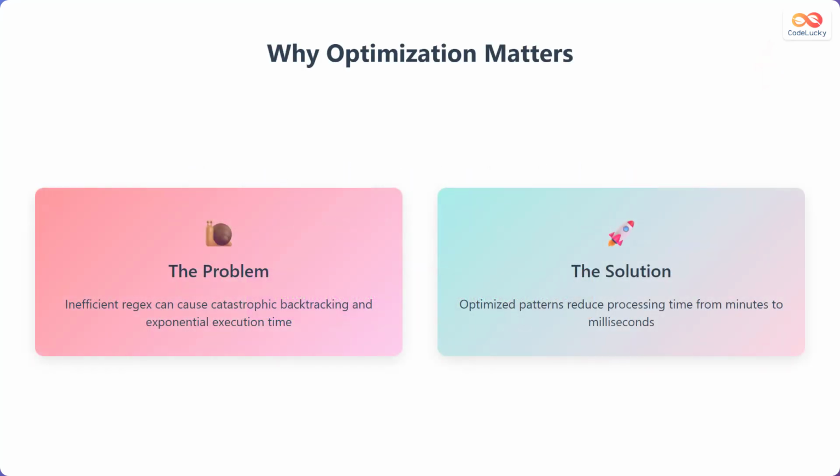Let's understand why optimization matters. Inefficient regular expressions can lead to catastrophic backtracking and exponential execution time, which slows down your application significantly. Optimized patterns can drastically reduce processing time, potentially cutting down execution time from minutes to just milliseconds.